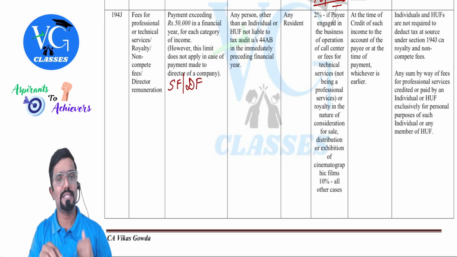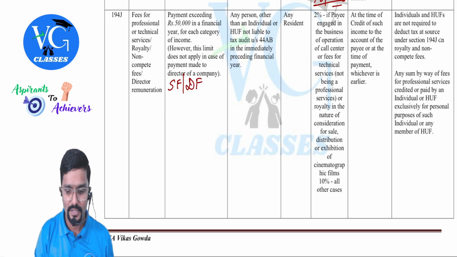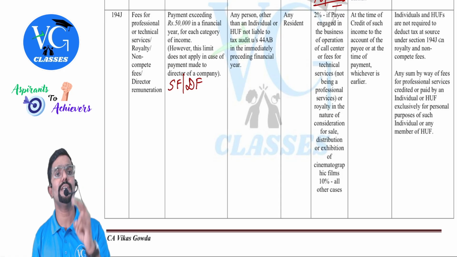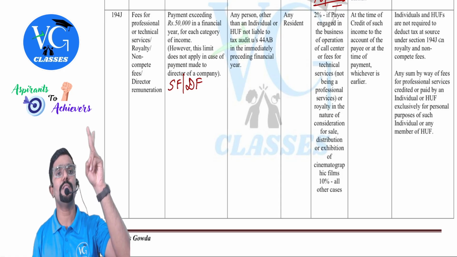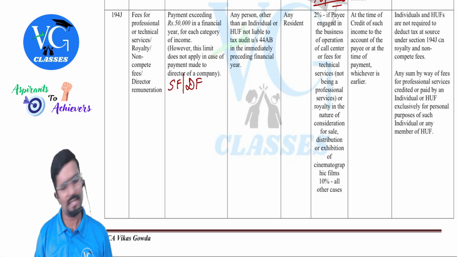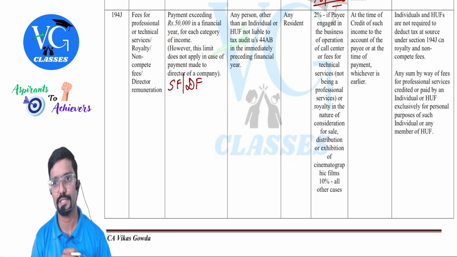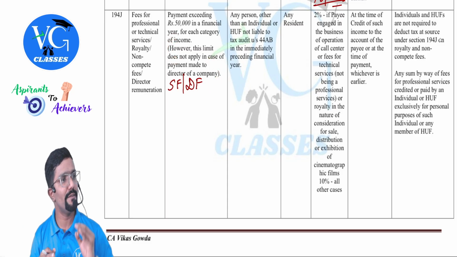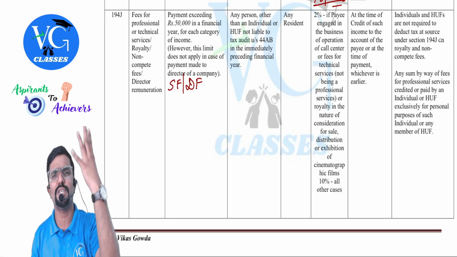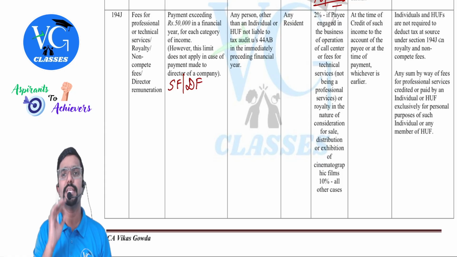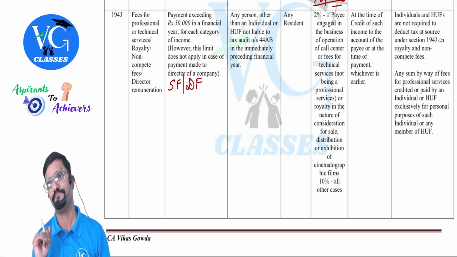Next, sir, what is this? What is given in the bracket, sir? There is no threshold limit for the payment made to a director. For example, for a director attending the board meeting, 20,000 director fee is paid. Should TDS be deducted? Yes. Sir, less than 50,000, sir? 50,000 is not applicable for the payments made to a director, guys. So if any sitting fee or director fee is paid to the director, even if it is 2,000, 1,000, 20,000, 30,000, 1 lakh, 2 lakh, 10 lakh, 20 lakh, whatever is the amount, TDS has to be deducted.